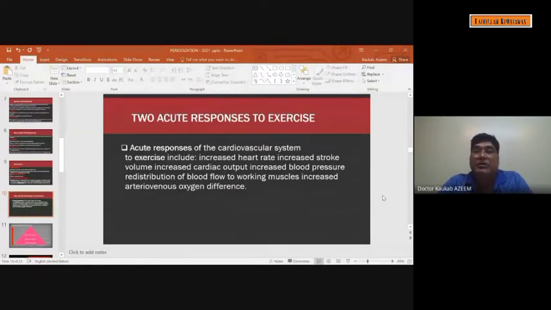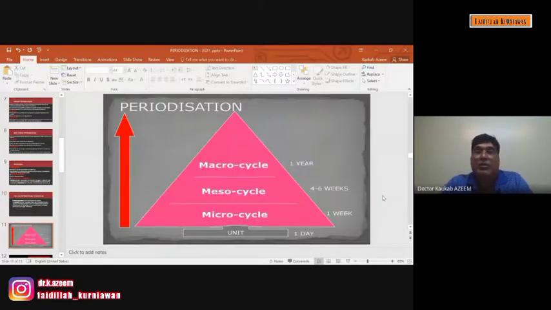Acute responses to exercise. Acute responses of the cardiovascular system to exercise include increased heart rate, increased stroke volume, increased cardiac output, increased blood pressure, redistribution of blood flow to working muscles, and increased arteriovenous oxygen differences. So these are the acute responses to exercise. Now, give your concentration, boys.